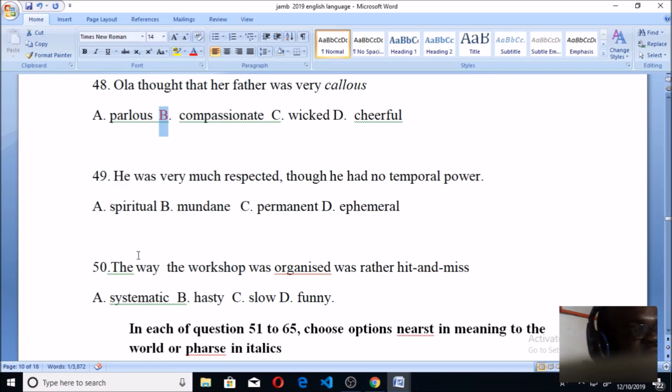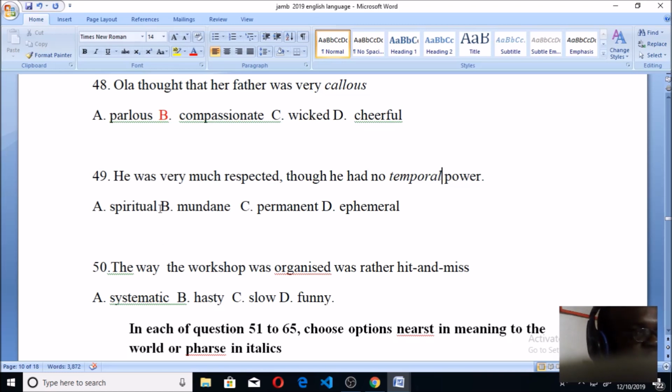Now let's look at number 49. He was very much respected, though he had no temporal power. The word in italics is temporal. So the options are A, spiritual, B, mundane, C, permanent, D, ephemeral. Temporal simply means relating to or situated in the temples of the head. Spiritual means relating to religion or religious belief. B, mundane. Mundane simply means relating to the physical world rather than the heavenly or spiritual world.